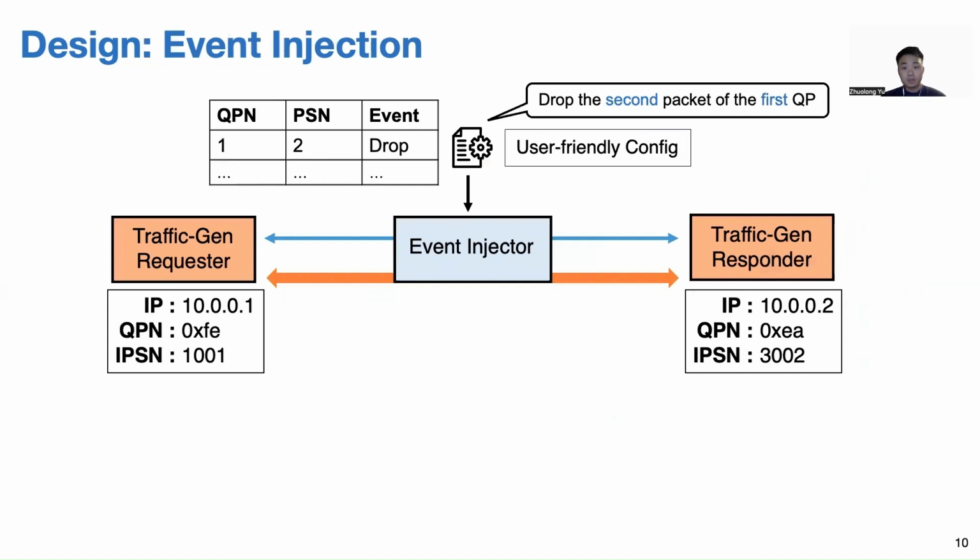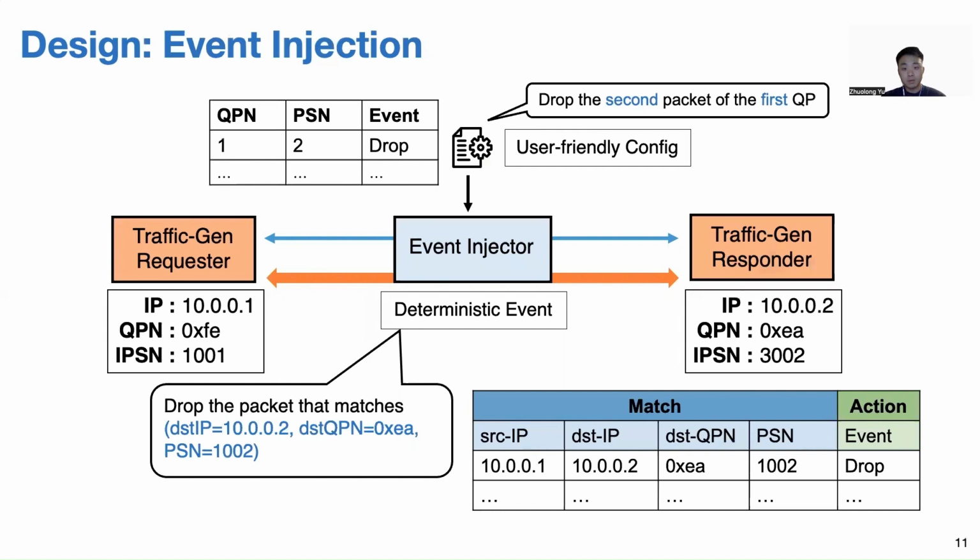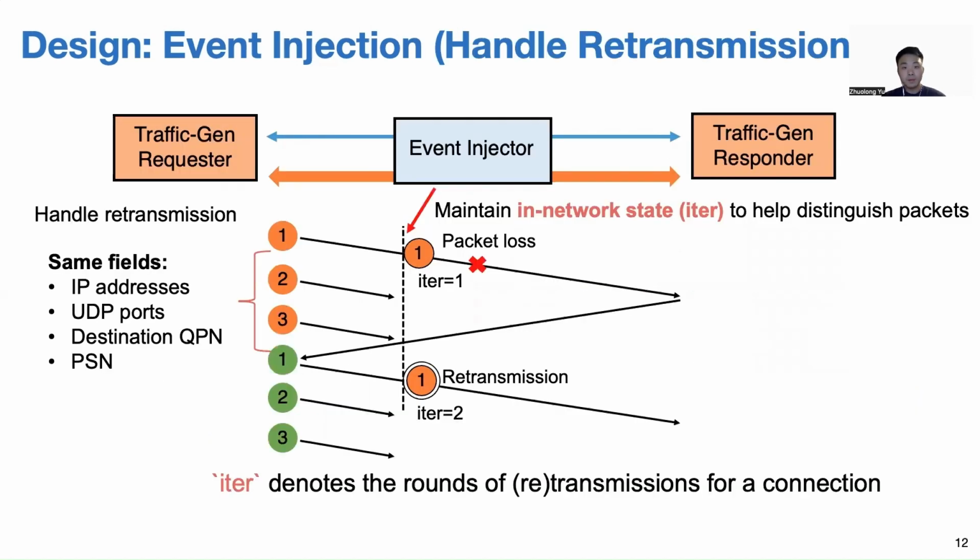The event injector takes a user configuration as input. For example, the user can write a configuration saying, drop the second packet of the first QP. The user configuration is then translated into data plane language. In this example, it is going to drop the packet with sequence number 1002 sent from the requester to the responder. Our event injector is required to identify each packet, including the same packet before and after retransmission. You can check our paper for more details.